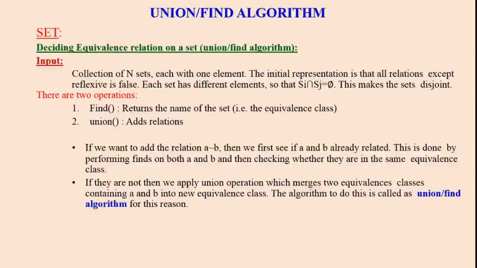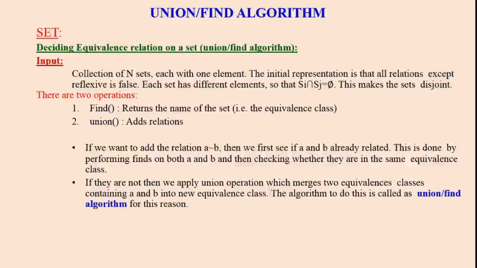It includes two operations. The first one is the find function. The second one is the union function. So what do we mean by the find function? It returns the name of the set, that is, the equivalence class. The second one is the union function. It will add the relations between the sets.